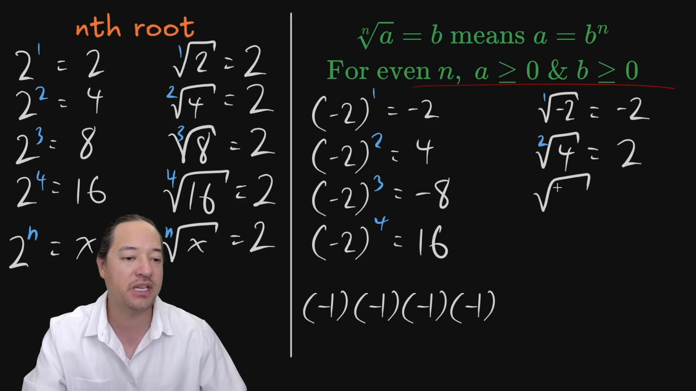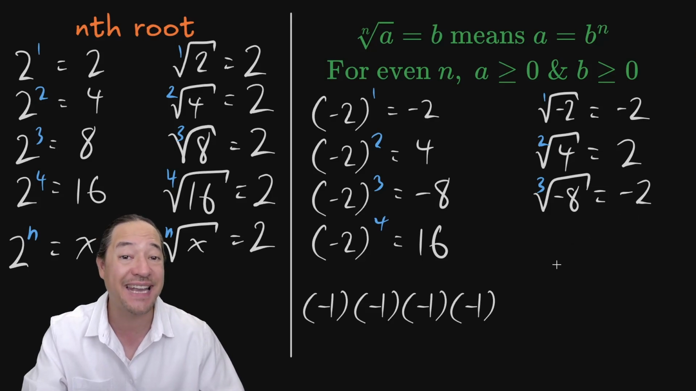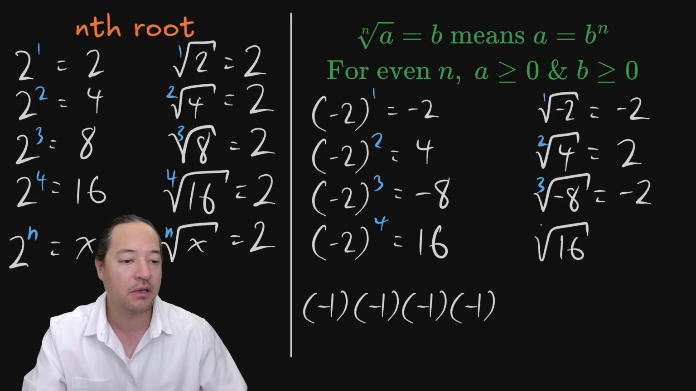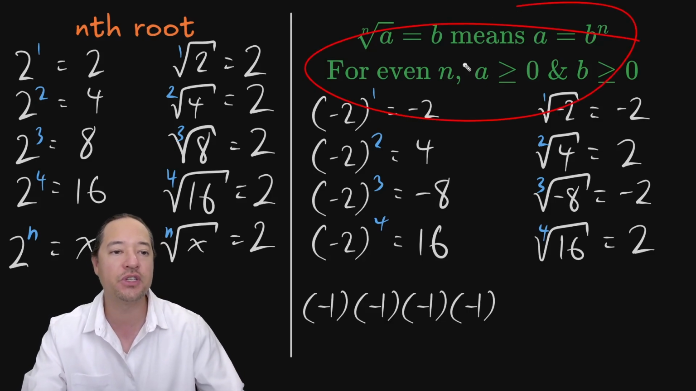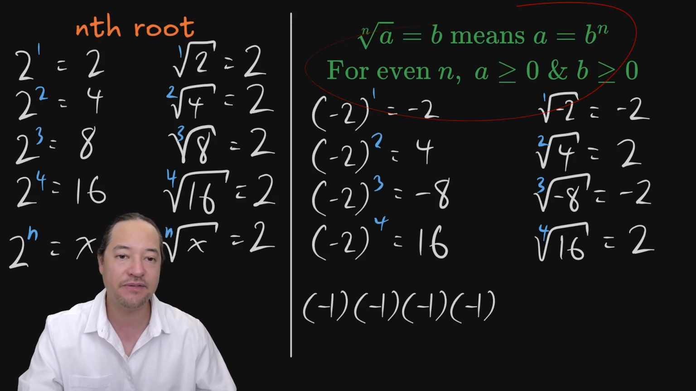So let's do the cubed root of negative 8, right? What's that going to be? Well, that is actually going to be negative 2, okay? So for odd numbers here, odd roots and odd powers, we can have negative results. And finally, let's take the fourth root of 16, just like on the other side there, we're going to get a positive 2. Okay, so that's what this general rule is talking about. It's just because when you take even powers of a negative number, you're guaranteed to get a positive number back.